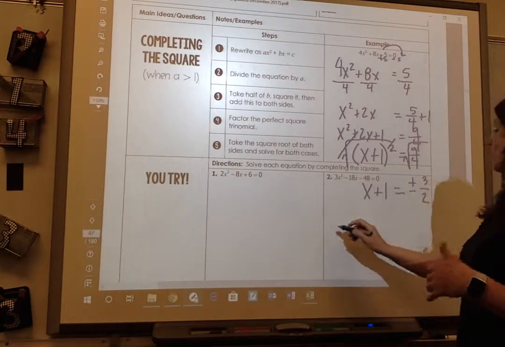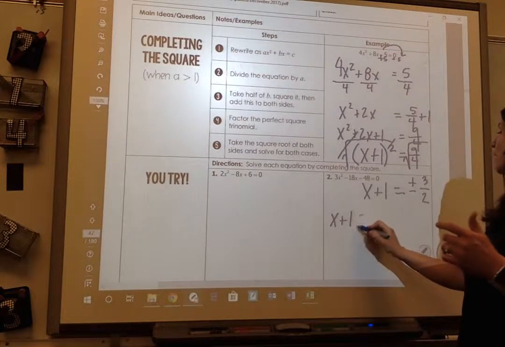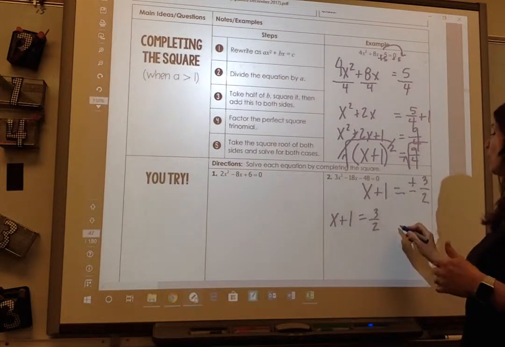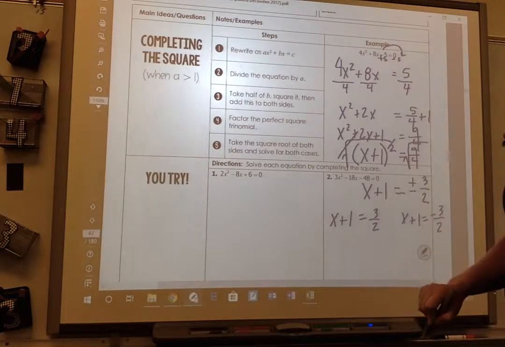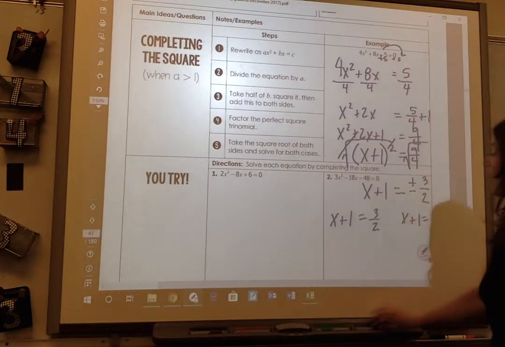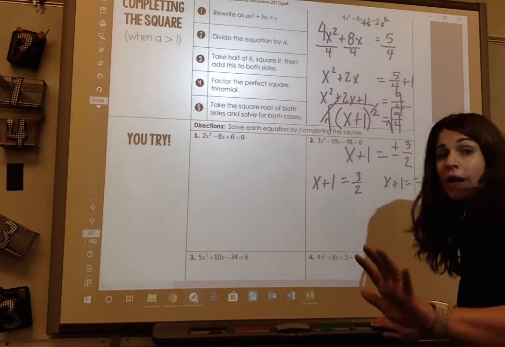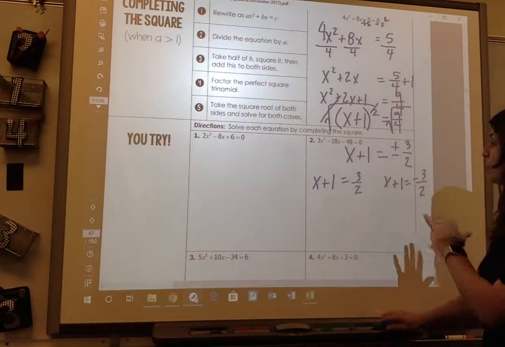So I'm going to set up 2 equations. x plus 1 equals 3/2, and x plus 1 equals negative 3/2. And so my answers here, because it's a fraction, it's not irrational. It's not irrational. That's why you can't do plus or minus. These are still real numbers.